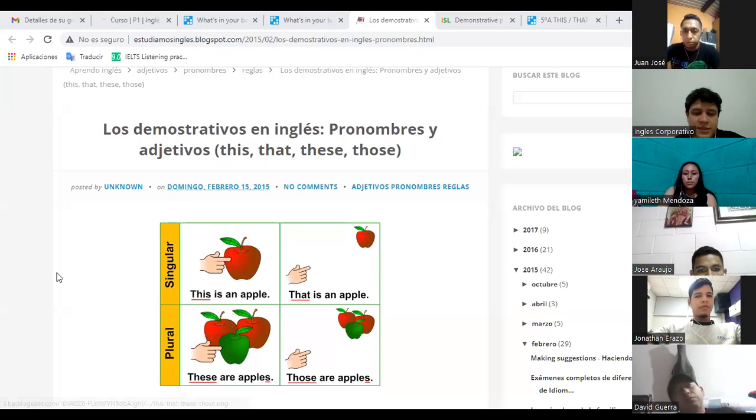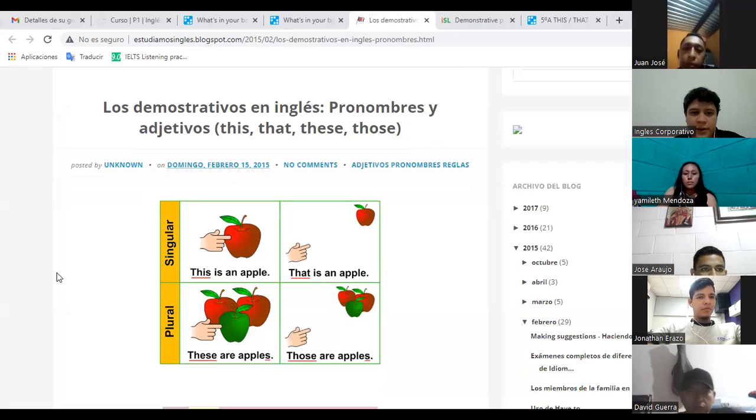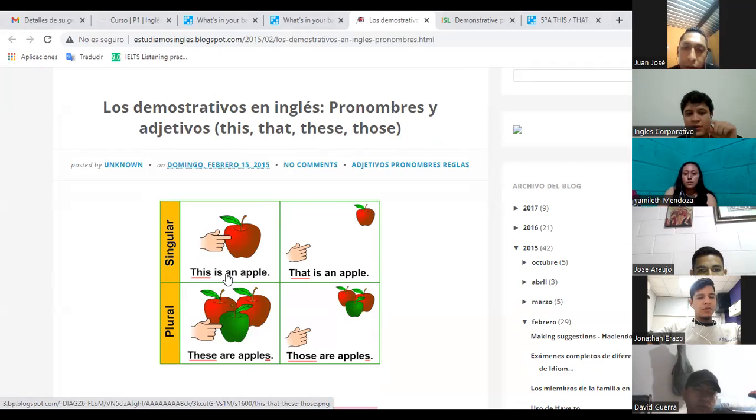So, tenemos singular and plural, right? So, for singular, we have this, right? This is an apple. Singular, okay? This is an apple. And plural, these are apples. You see? Apples, una S. These are apples. So this significa esto, right? Esto. And these significa estos or estas, right?